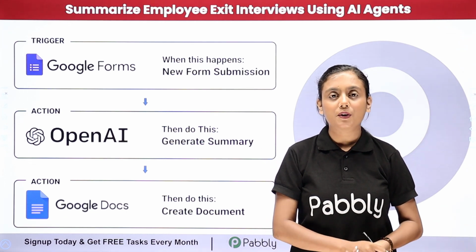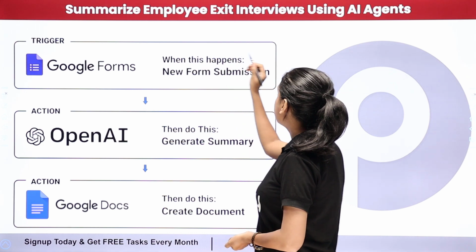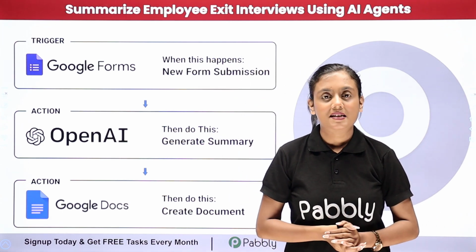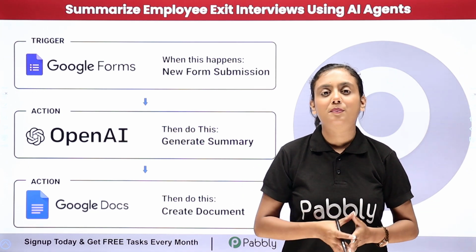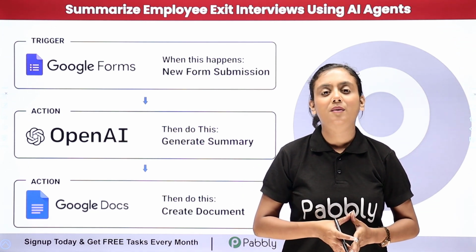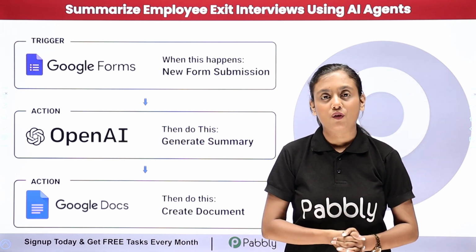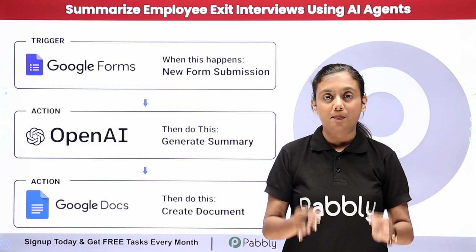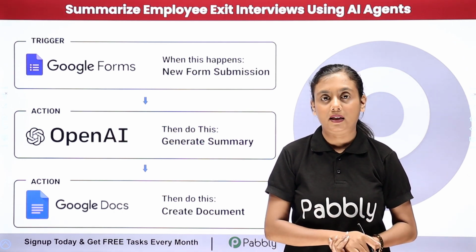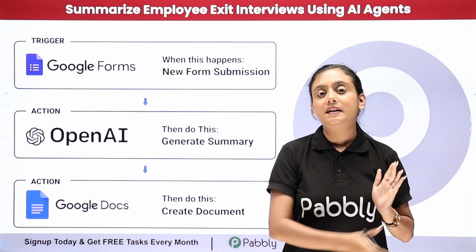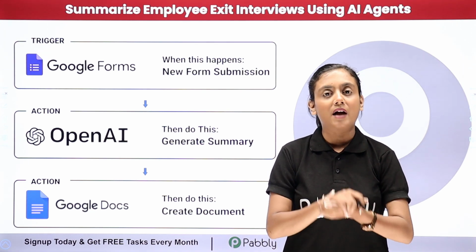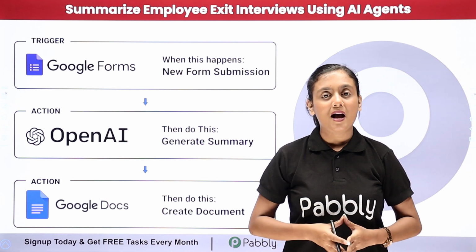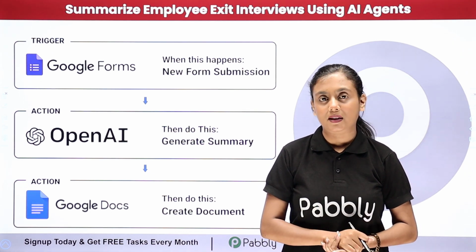In this video, we are going to learn how to summarize employee exit interviews using an AI agent. So I'm a manager in an IT company and we manage all our employee exit interviews with the help of the form that I've created using Google Forms. Now in the form, I have added many questions that we are asking the employee as they are leaving our company. Going through all the lengthy form submissions one by one manually is a very time consuming and hectic task. So to solve this problem, I have created an AI agent using Pabbly Connect.